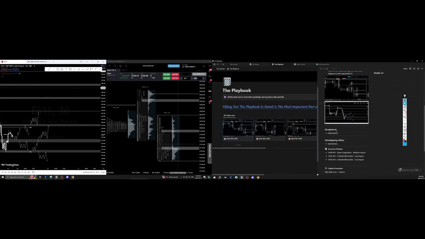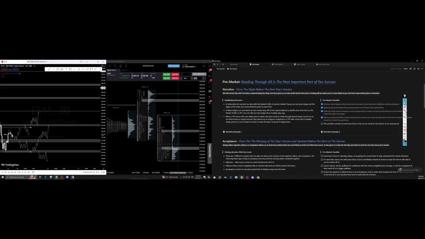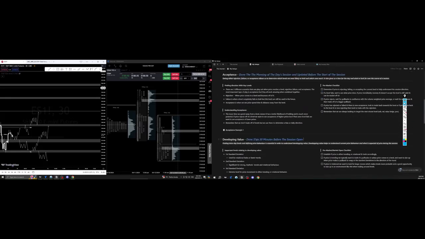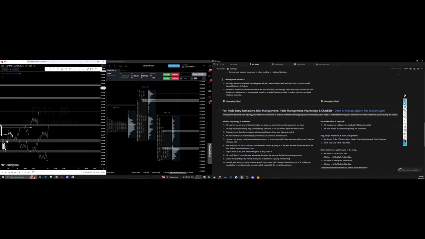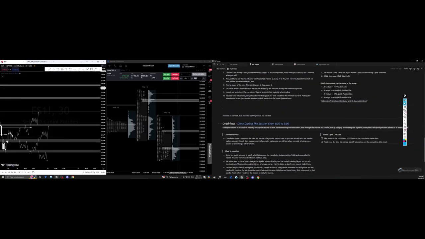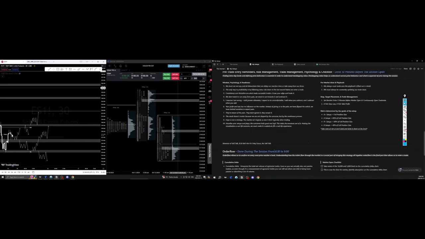But what's on to the next thing? Acceptance we do tomorrow. Developing value. If you take a look at my setups, we can see the pre-market narrative the night before, acceptance in the morning of the day's session, updated until the start of the session, and developing value done 15 to 30 minutes before the session open. Then you have reminders and a checklist 10 minutes before the session open, and order flow. That's how we confirm an entry.